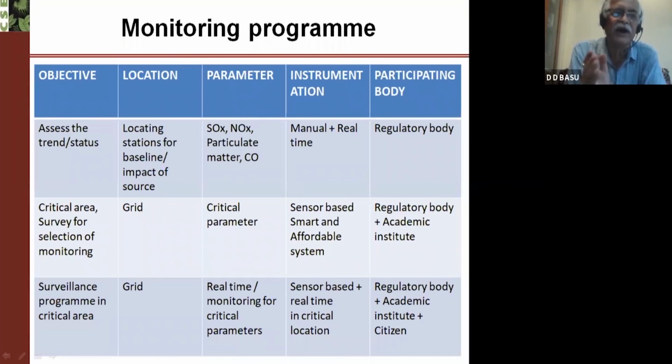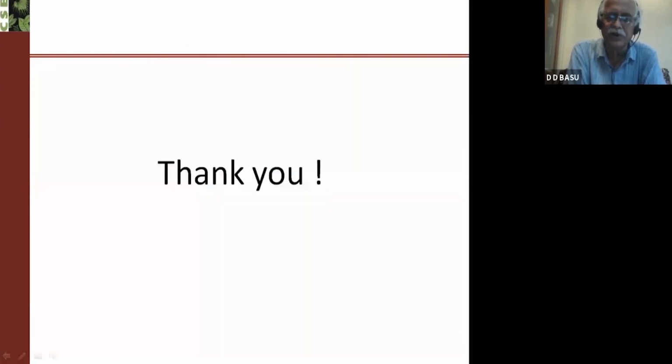Now we are encouraging citizen participation. And citizen participation should be guided by the regulatory authority so that more data is available for the decision-making process. Ambient air quality monitoring programs should be designed in such a manner that science-based decision making can be taken by the regulatory authority and the concerned government. So this is our monitoring program.